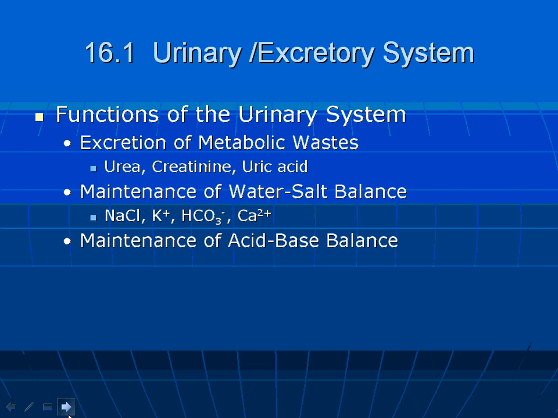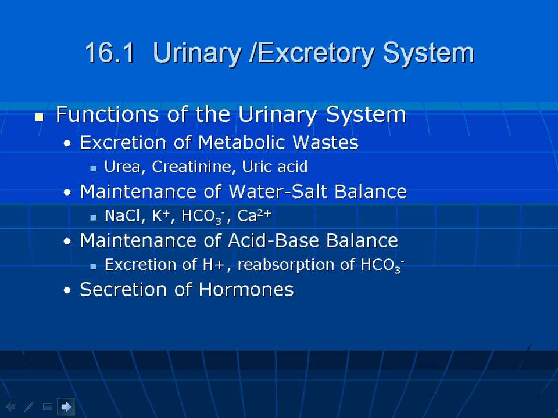Also, maintenance of the acid-base balance. We know that the pH of blood needs to be 7.4. If it gets too basic or too acidic, there are mechanisms in terms of H plus and bicarbonate ion in order to maintain that, keep homeostasis intact. And the last one is secretion of hormones, which directly impacts mostly the blood sugar and the blood pressure. That will be the last one we're doing, which will be a little bit more tricky.